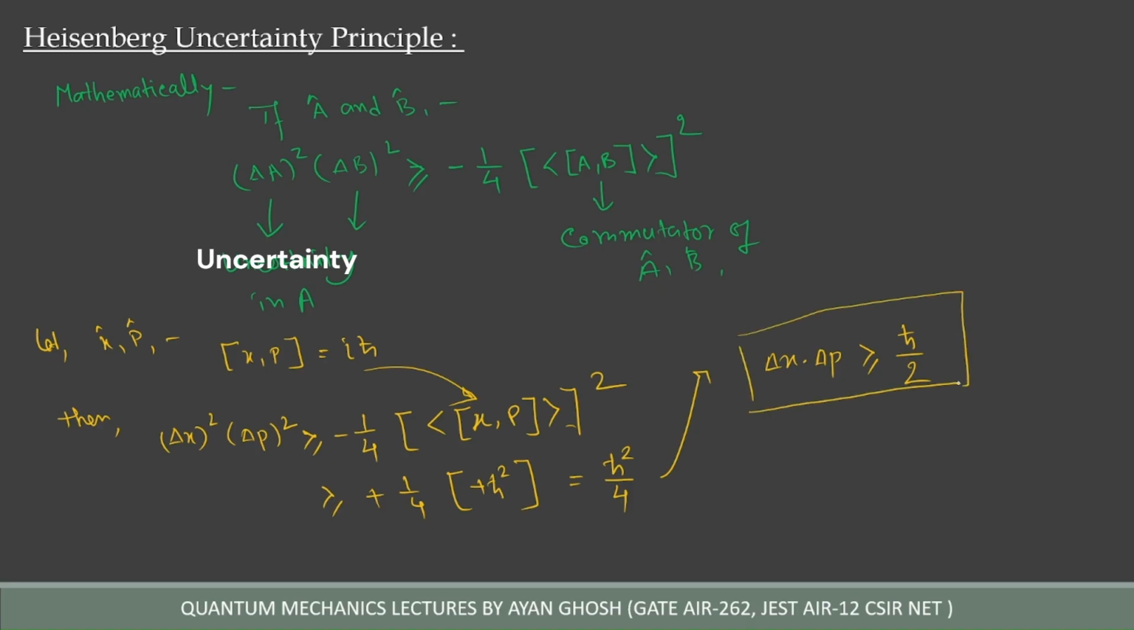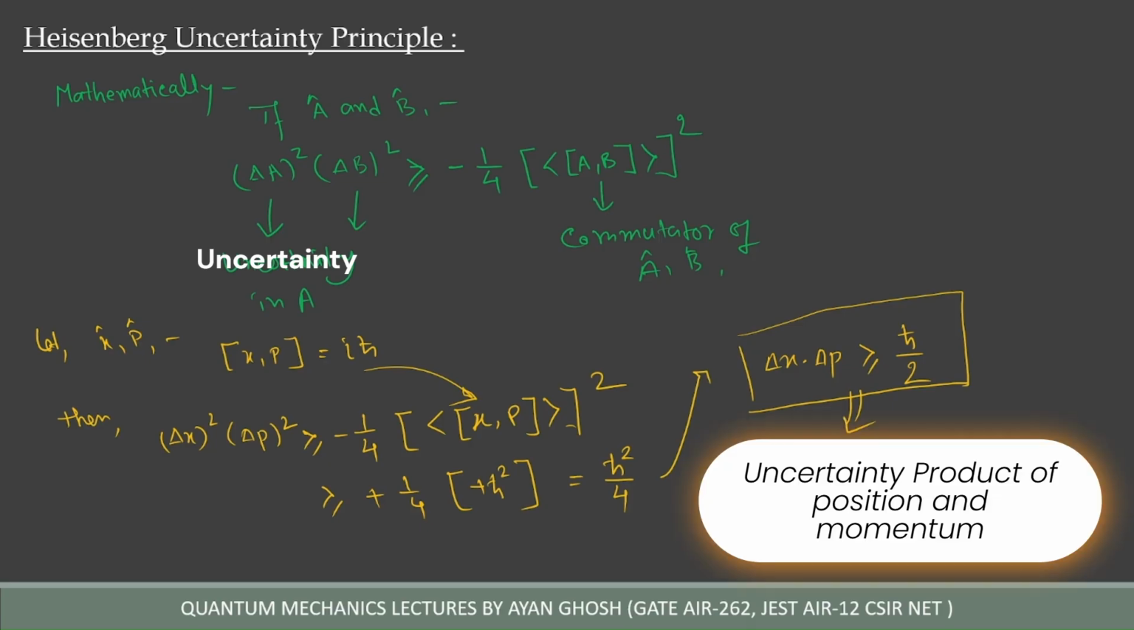We are all more or less familiar with this, which is the uncertainty in position and momentum. So this is all about the uncertainty or Heisenberg uncertainty principle.